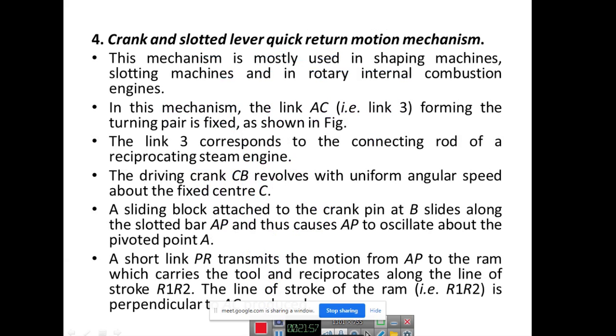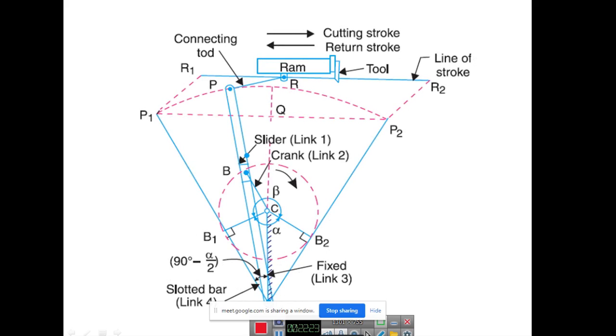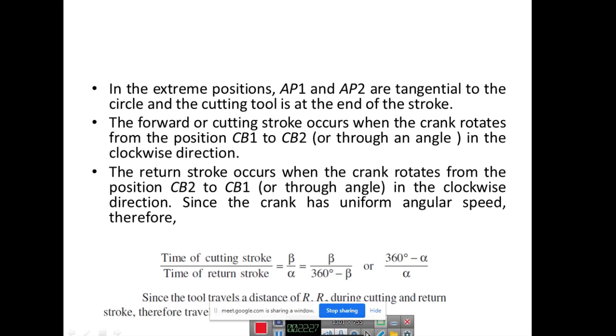Okay, so these are the different notations given there. Link 3 corresponds to the connecting rod. The driving crank CB revolves with uniform angular speed about the fixed center C, and the sliding block attached to the crank pin at B slides along the slotted bar AP, thus causing AP to oscillate. Then the short link PR transmits the motion from AP to the ram, so that will move from R1 to R2. So this is the cutting stroke, or line of stroke, R1 to R2.